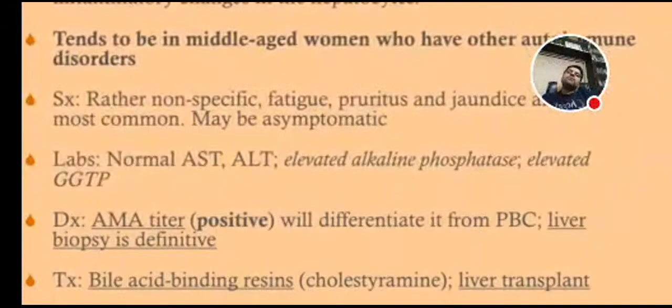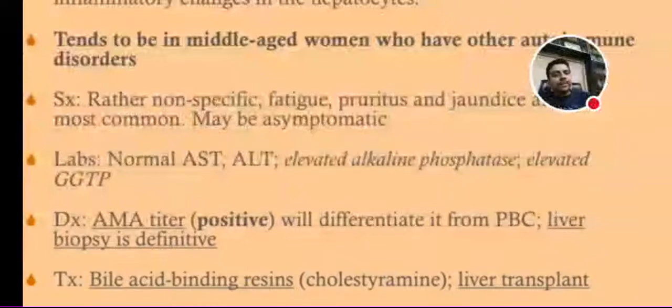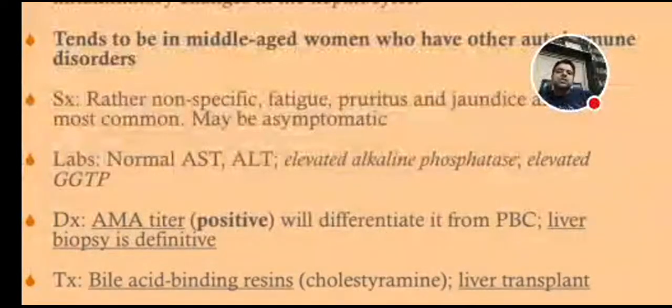If we advise laboratory tests, AST and ALT, meaning SGOT and SGPT, are normal, but alkaline phosphatase is elevated and GGTP is elevated. Why? I already explained, due to impairment in bile, that's why alkaline phosphatase is raised. Diagnosis by anti-mitochondrial antibodies titer is positive here, but in primary sclerosing cholangitis it is negative. And how to differentiate from primary sclerosing cholangitis? Liver biopsy is a definitive investigation. In primary sclerosing cholangitis, we do ERCP or transhepatic cholangiogram, and treatment is by bile acid binding resins, same as there, cholestyramine. Exact treatment is by liver transplant.